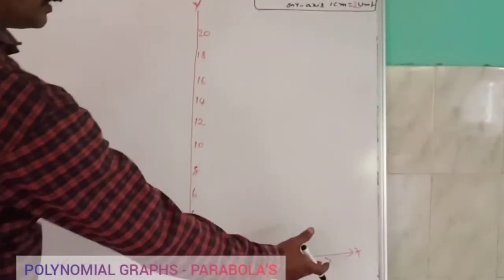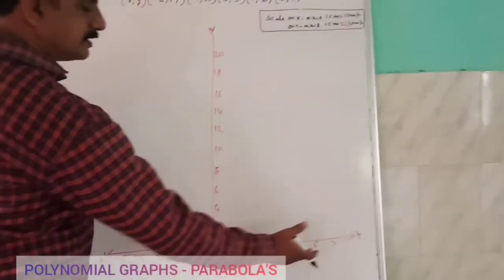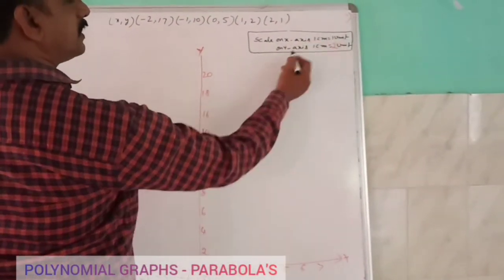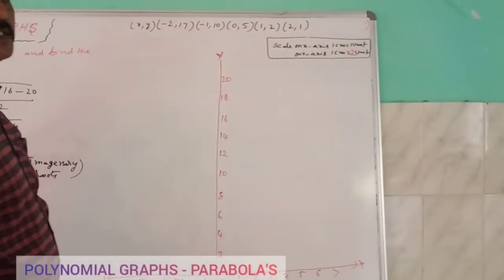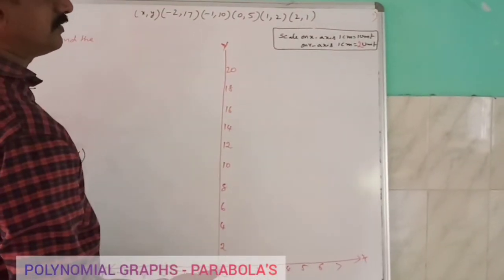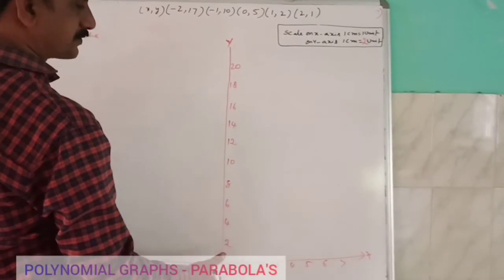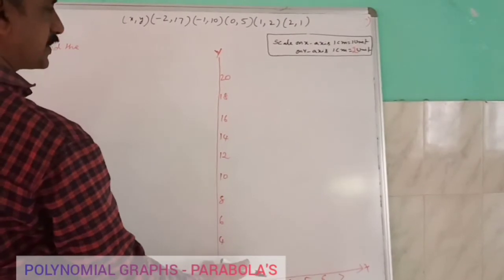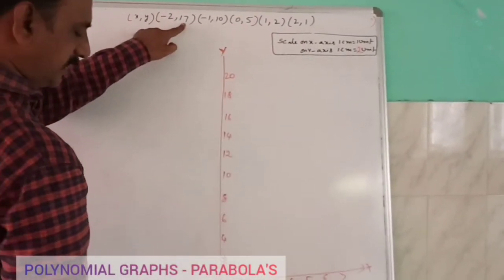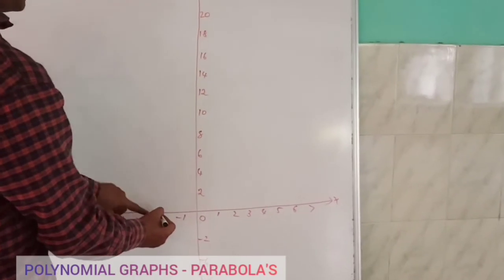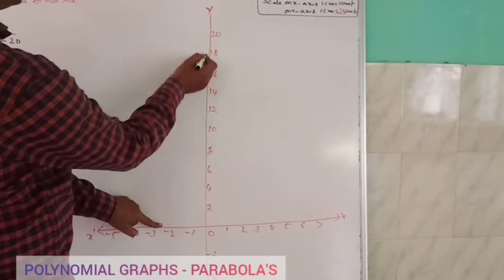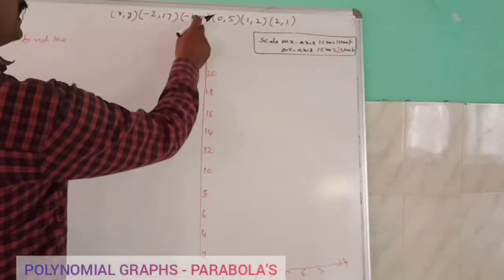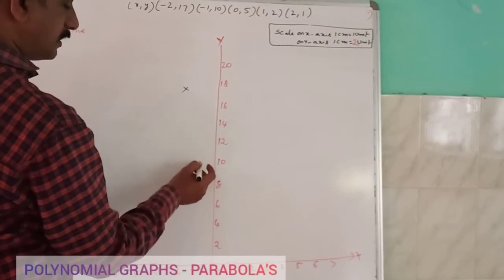Next, prepare the graph sheet. This is the x-axis and this is the y-axis. On the x-axis 1 centimeter equals 1 unit, and on the y-axis 1 centimeter equals 2 units, as is convenient for you. The scale is our convenience. Now these points are marked on the graph sheet: (minus 2, 17), with 17 between 16 and 18, and (minus 1, 10).